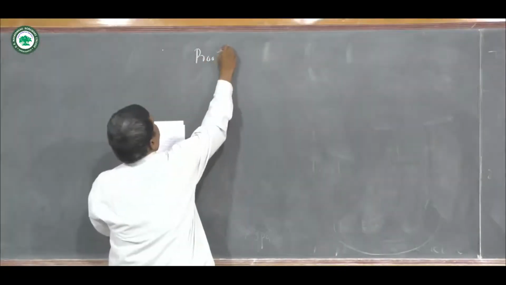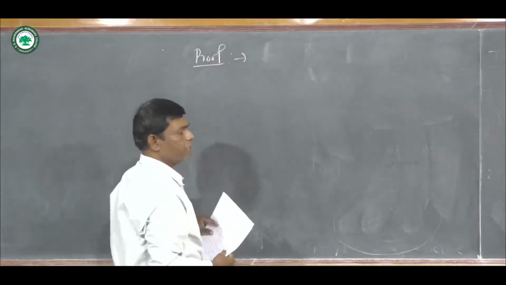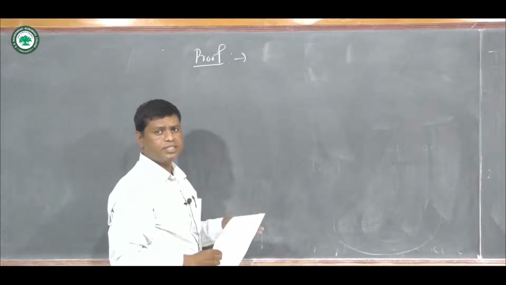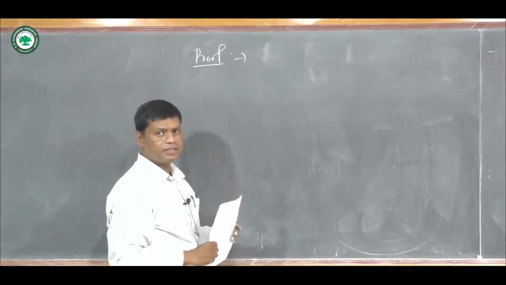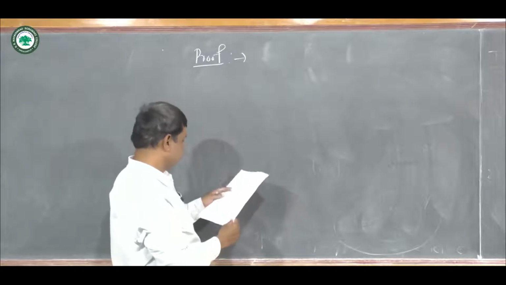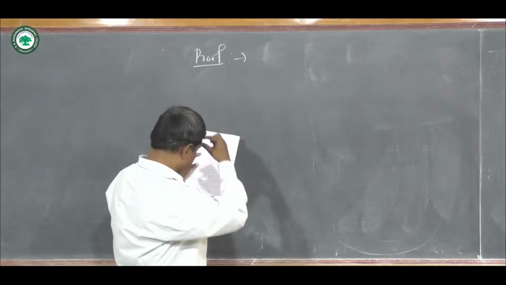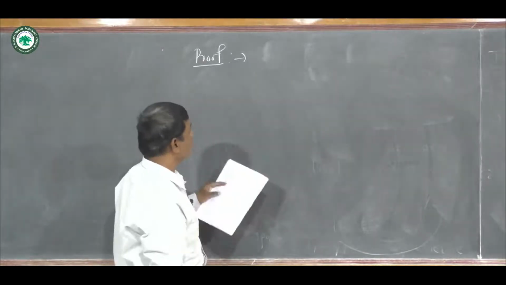Now proof of the first statement, that is, A is open in Y if and only if there exists an open set G in X such that A is equal to G intersection Y. Now to prove this, we are going to prove this in two parts. So in the first part, we are going to prove that A is open in Y.